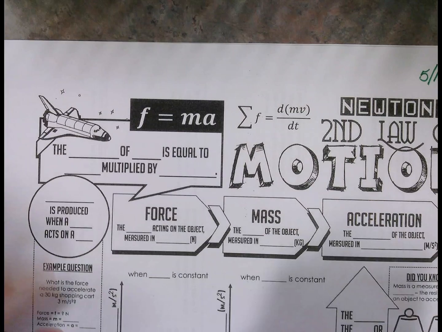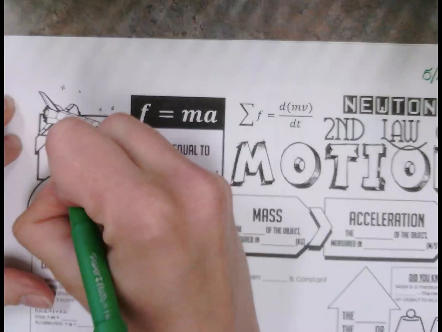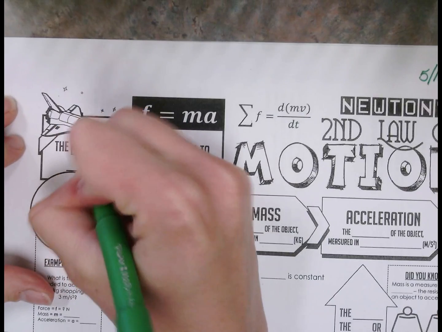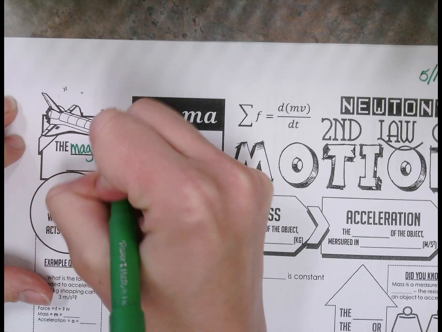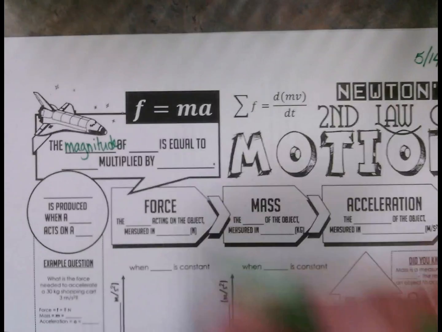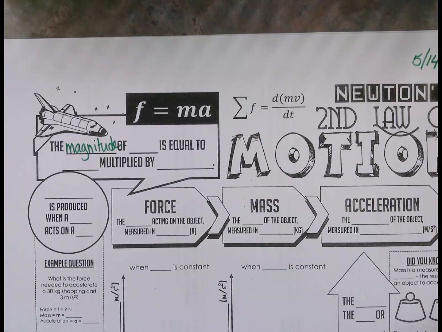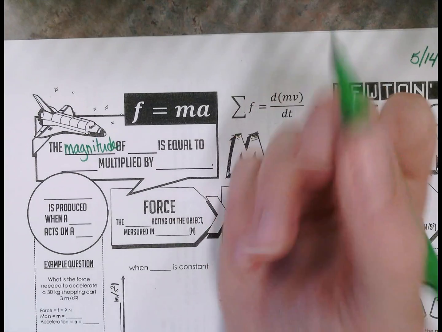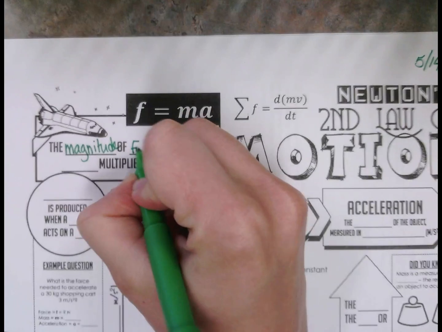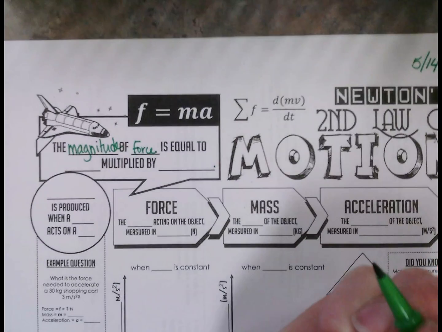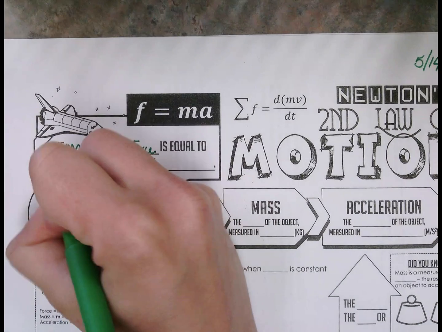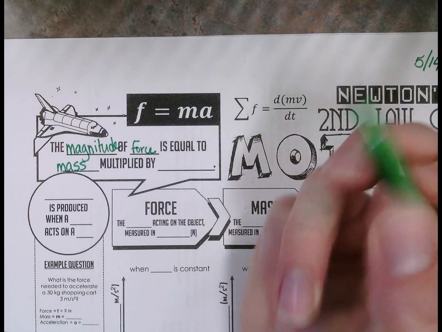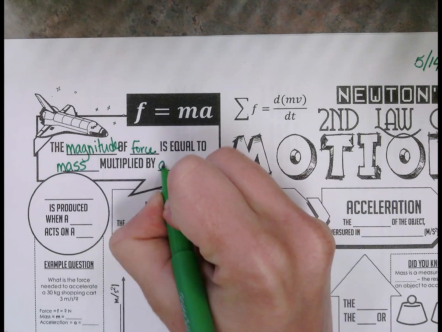So we're going to look at this little box right up here. The magnitude, kind of like the measure, the amount of force. So let's say like a magnitude of a 6.7 for an earthquake. So it's just telling you kind of how much force is in it. So the magnitude of force is equal to mass multiplied by acceleration.